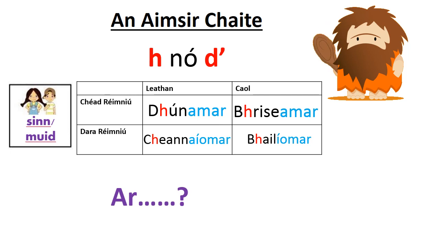When we're asking a question, we use ar. For all of the other tenses, we use an, A-N. But this is the big difference in the aimsir caite, it's ar. Ar dhún tú, did you close?